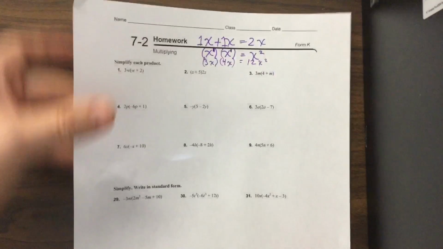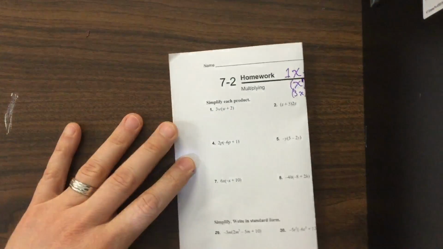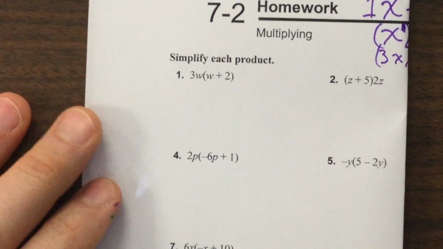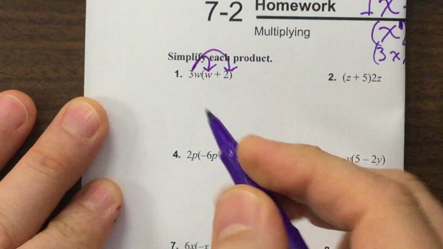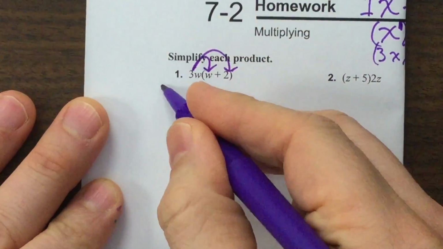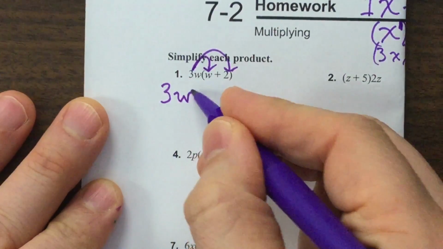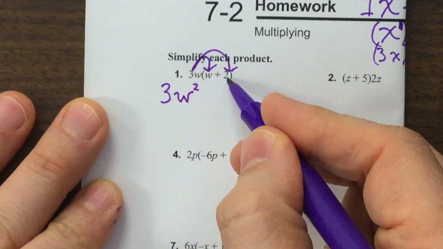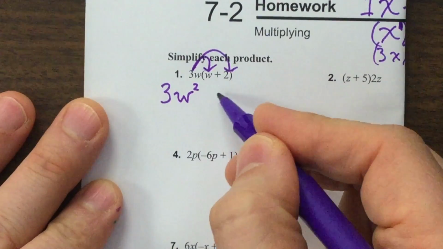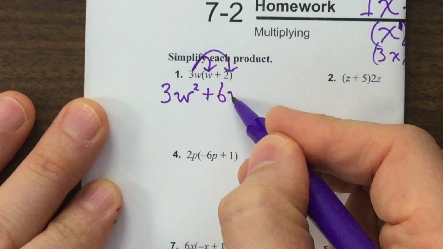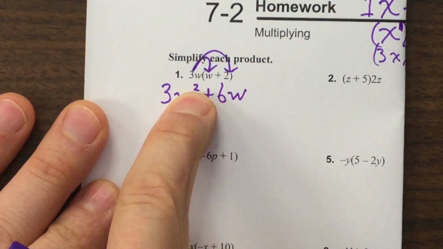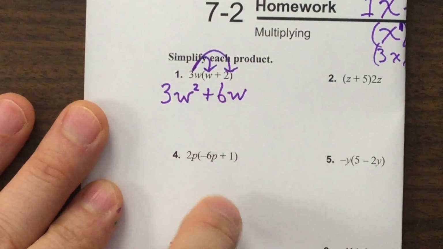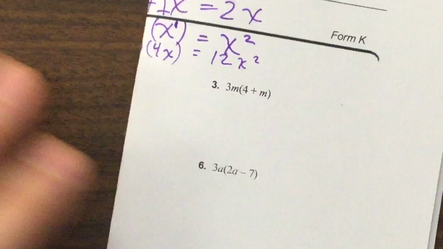So, number one, we'll be doing the odds together as usual. We have 3w multiplied into w plus 2. So we show distribution here. 3w times w gives me 3w squared. 3w times 2 gives me 6w. We want to write it in standard form, and it is in standard form. We have the higher exponent at the front. There we go.